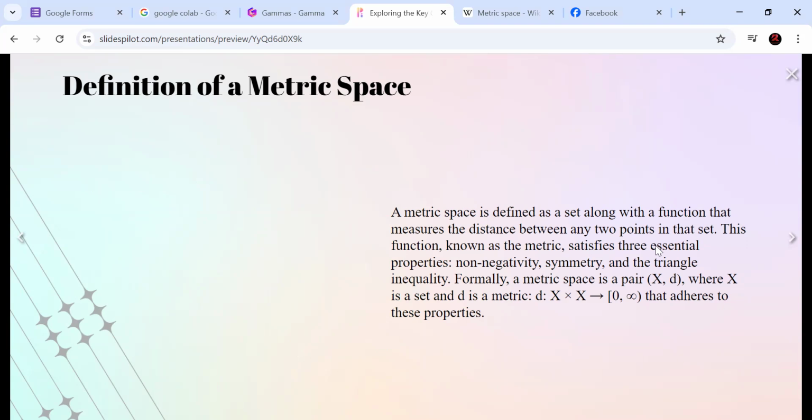Formally, a metric space is the pair of a non-empty set X and the distance d. The pair X and d is called a metric space, where X is a set and d is a metric. X must be a non-empty set. For example, d maps X cross X to the non-negative numbers, from 0 to infinity. This adheres to this property.